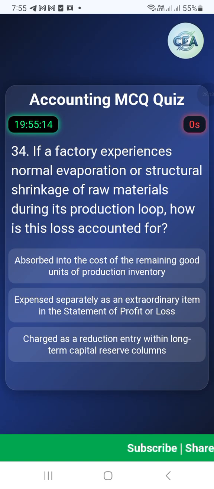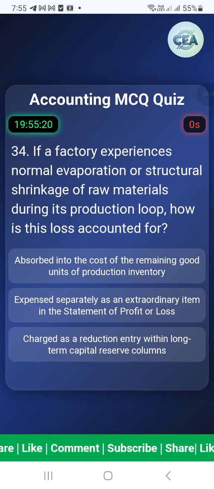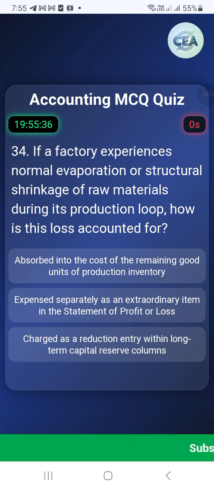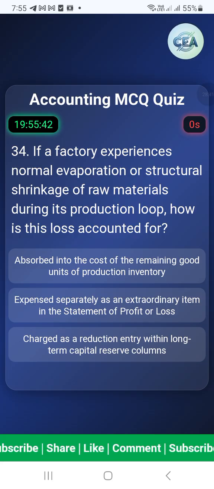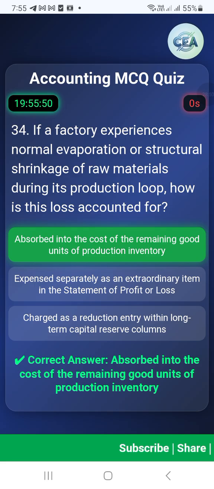34. If a factory experiences normal evaporation or structural shrinkage of raw materials during its production loop, how is this loss accounted for? Option 1. Absorbed into the cost of the remaining good units of production inventory. Option 2. Expensed separately as an extraordinary item in the statement of profit or loss. Option 3. Charged as a reduction entry within long-term capital reserve columns. Correct answer is absorbed into the cost of the remaining good units of production inventory.